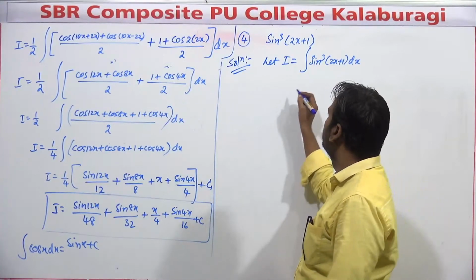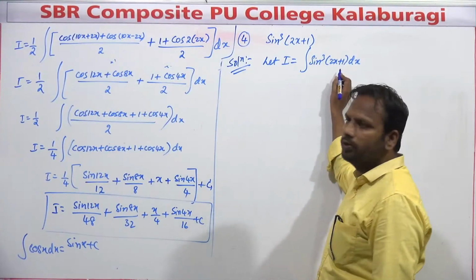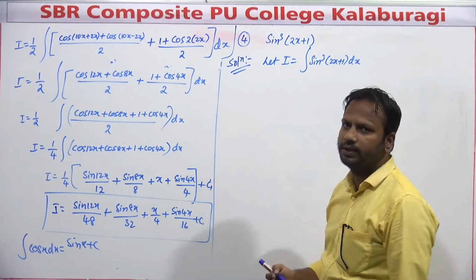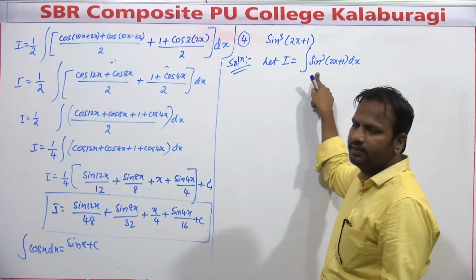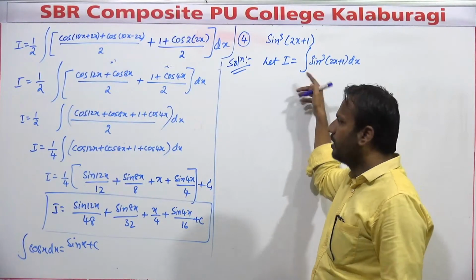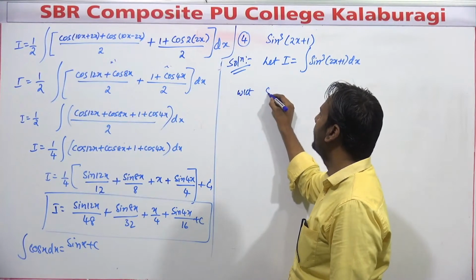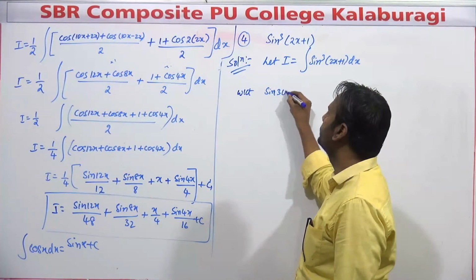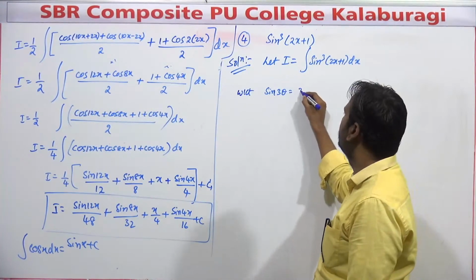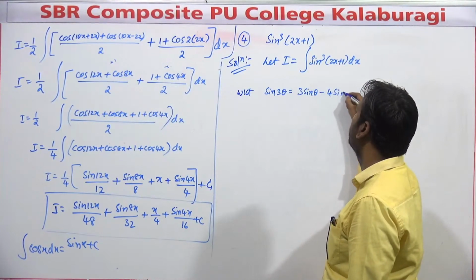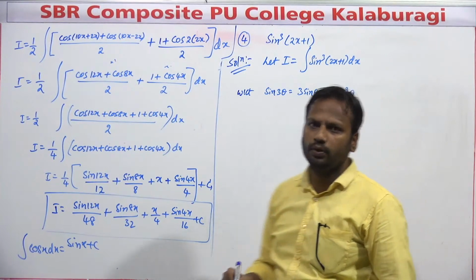So now you see, it is a sine cube form. What is sine cube form? Which trigonometric formula should I use? We do not have a direct sine cube formula there. So I should use a trigonometric identity like this. We know the sine 3 theta formula. What is the sine 3 theta formula, friends? 3 sine theta minus 4 sine cube theta. We know this.